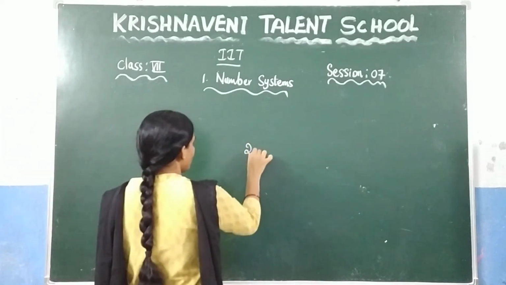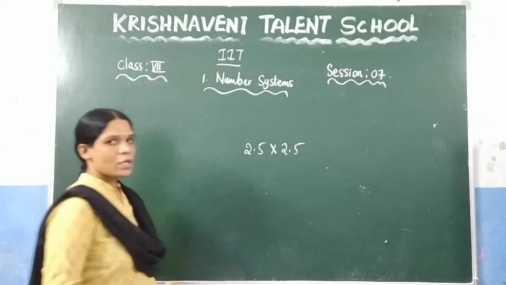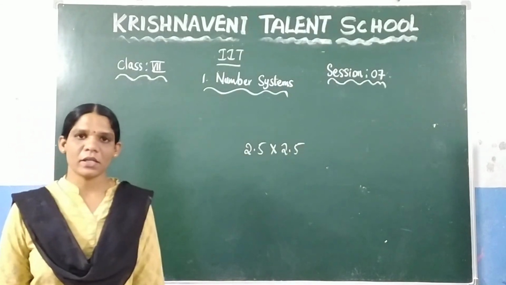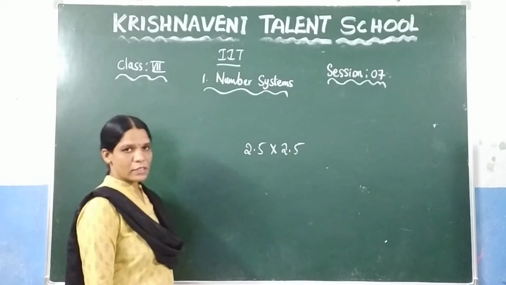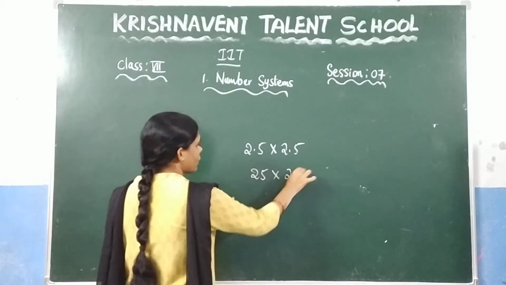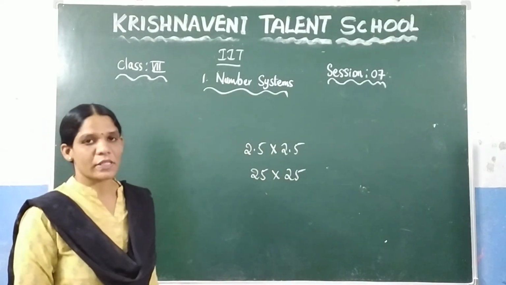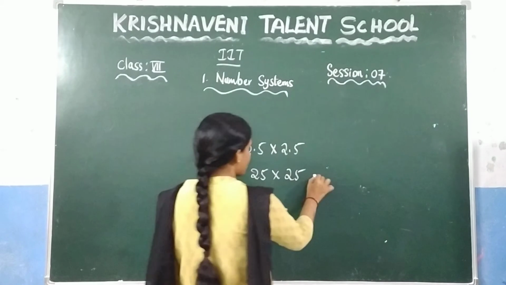Suppose you want to multiply 2.5 into 2.5. Leave the decimal point and write the numbers that are there, which is 25 and here also 25. And find the product of 25 into 25. You know that 25 into 25 is nothing but 625.